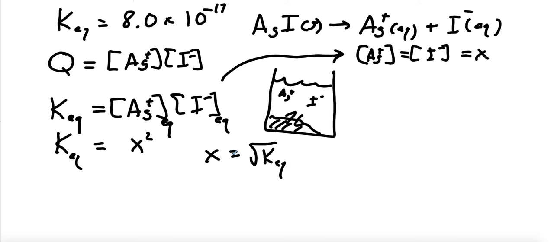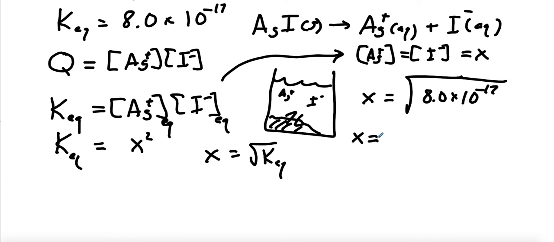And so we get that the solubility of this salt is going to be really small, right? Because we're taking the square root of something that's 10⁻¹⁷. So the square root of this is going to end up to be 8.0 × 10⁻¹⁷. Take the square root of that, we're going to get 8.9 nanomolar.